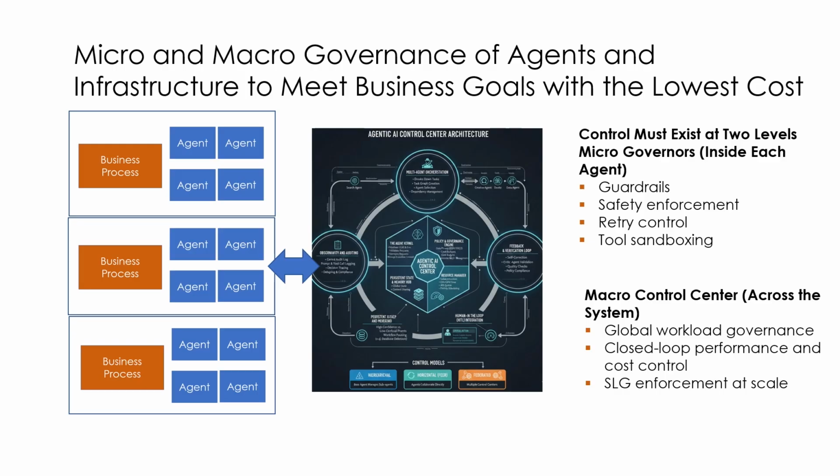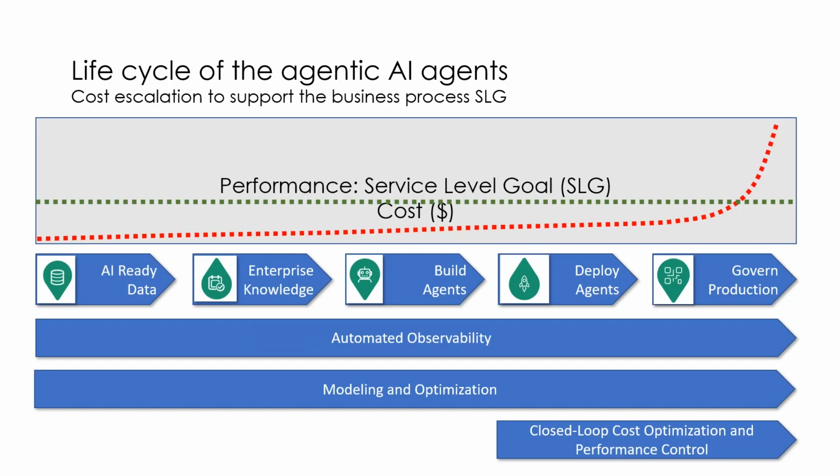The agent lifecycle includes data preparation, making enterprise knowledge AI-ready, then building the agents, deploying agents, and governing agents in the production environment. The cost of continuously meeting business process service level goals is escalating, and there is a need for automated observability and decision optimization during all phases of an agent lifecycle. And the most important goal is to organize closed-loop cost optimization and performance control.